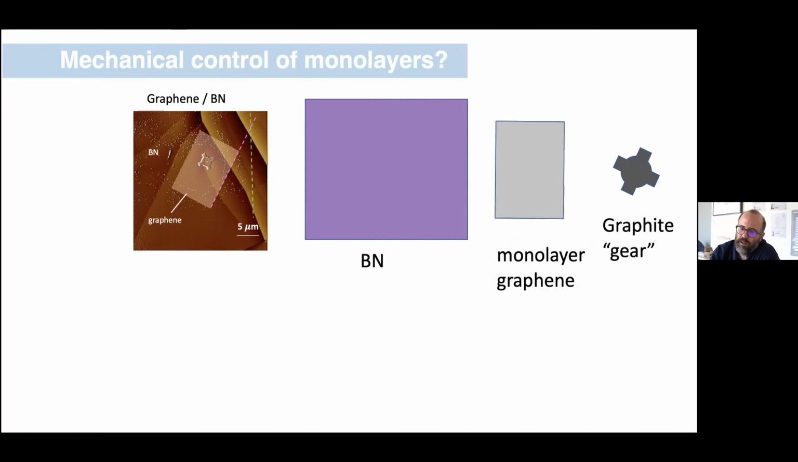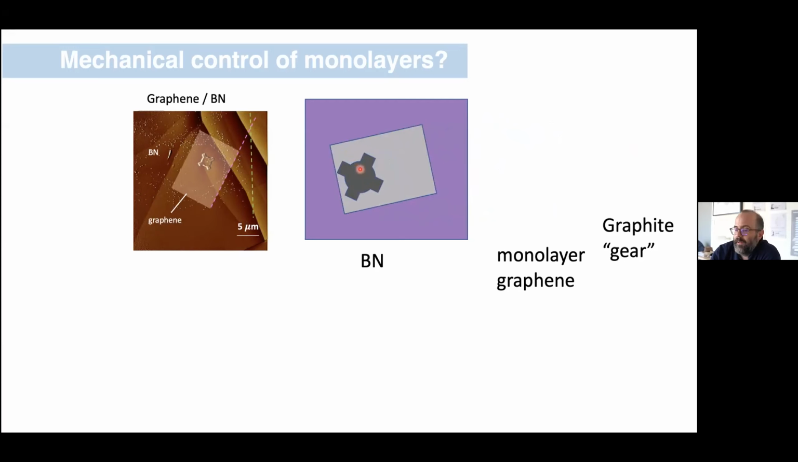And so what I'm going to do is place my monolayer graphene on top of my BN. And then on top of that, I'm going to place this graphite gear. Now, what's going to happen is the friction between graphite and graphene is low if the lattices are not aligned, if the angle is not 0.